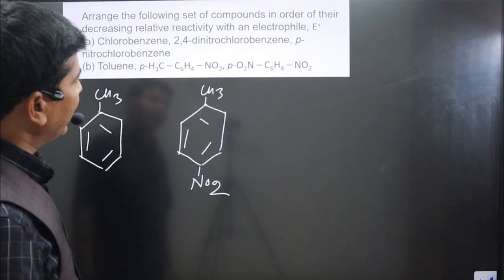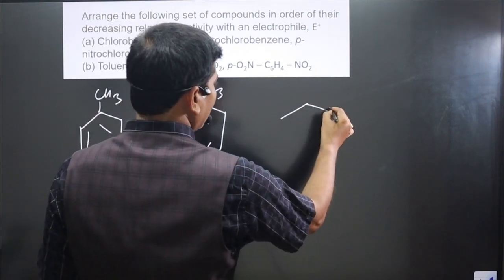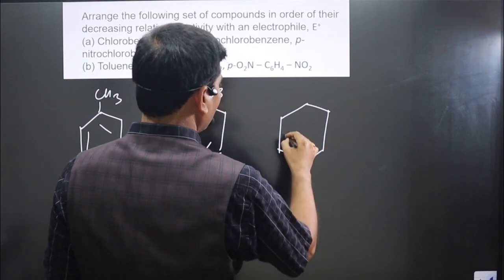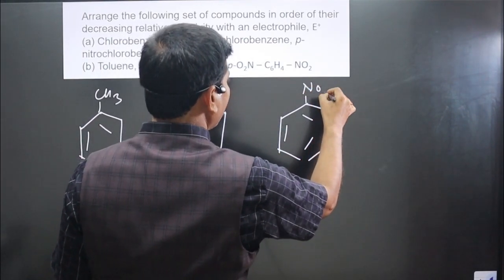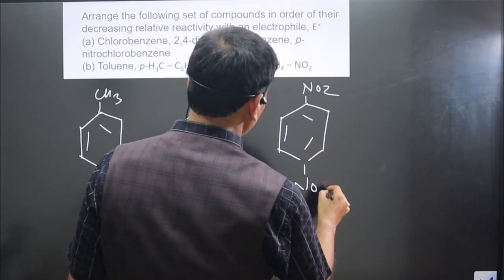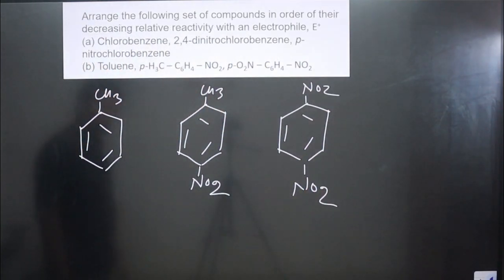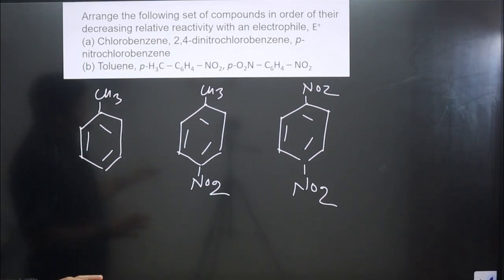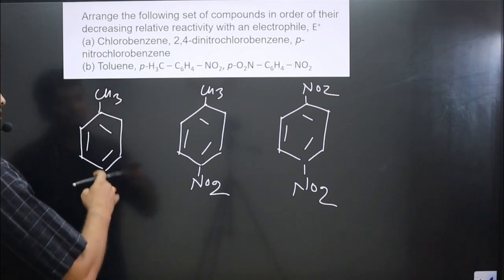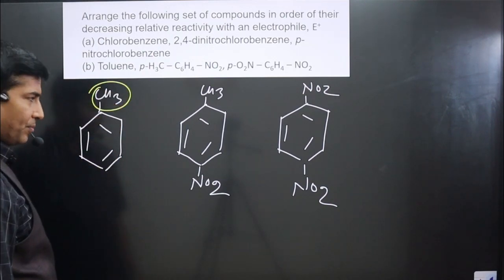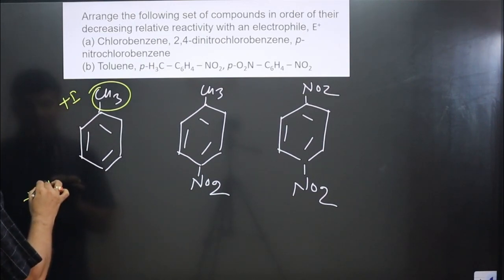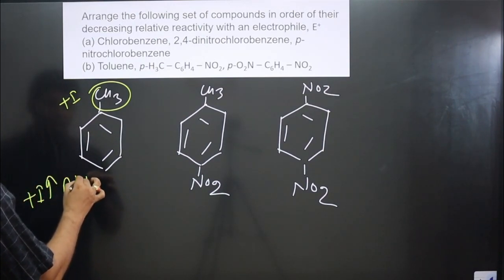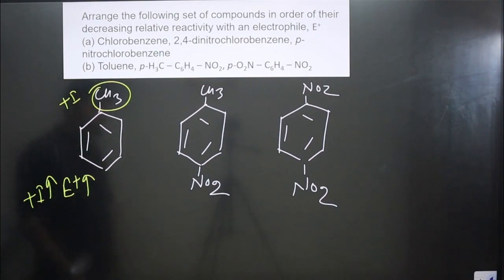And the third one we have is a benzene ring with two NO2 groups, here also we have an NO2 group, para-nitro. Now pay attention very carefully. Identify the type of the group present in the benzene ring. It is an electron donating group, acting as a plus I group, and we have learned that as the plus I group increases, the rate of attack of the electrophile increases.